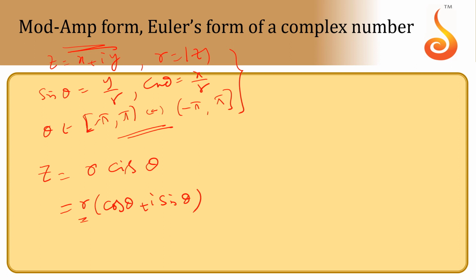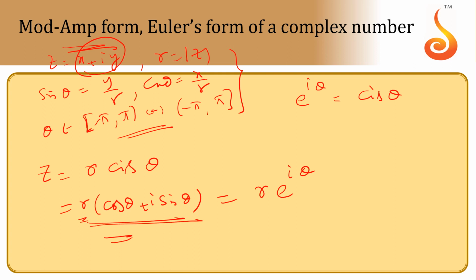This is called trigonometric form, polar form, lot of names are there. And you know there is Euler's formula, e power i theta equals cis theta. So the same complex number r into cis theta can be expressed as r into e power i theta. So a complex number can be seen in different forms. The a plus ib form or x plus iy form is called rectangular form. This is called modulus-amplitude form or trigonometric form or polar form, Euler form, and there is a form called geometric form.